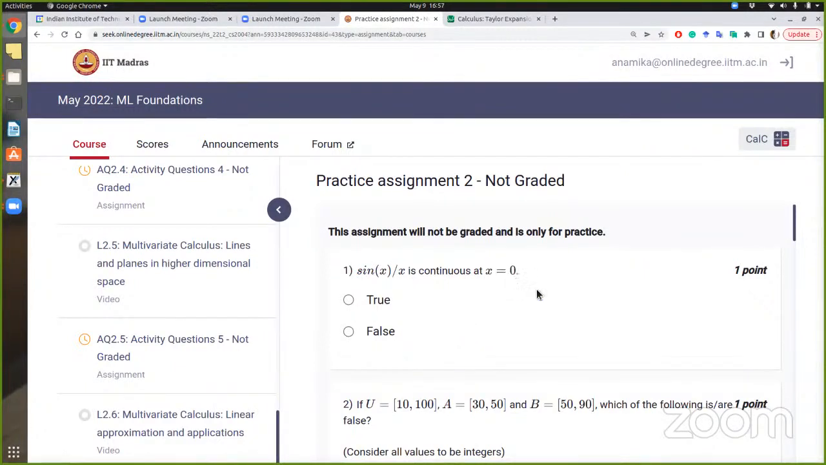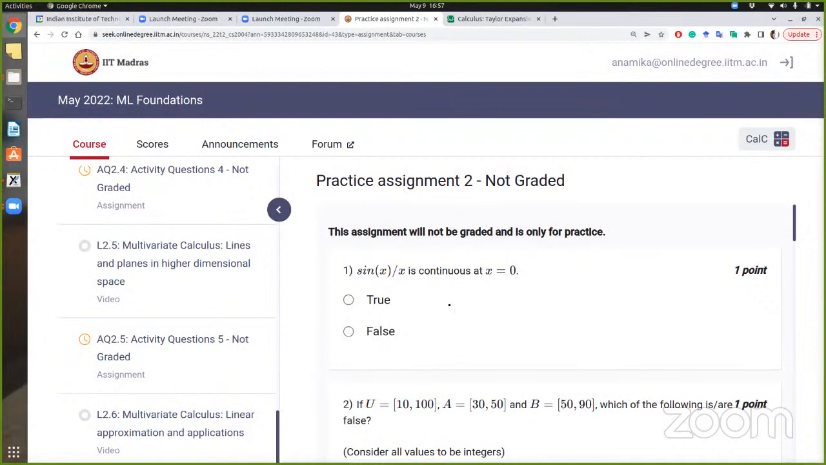What will be the function's value at x is equal to 0? Can somebody tell? Not defined. Undefined. 0 by 0, right? Yeah, it is division by 0. It is undefined. So obviously this function is not continuous.